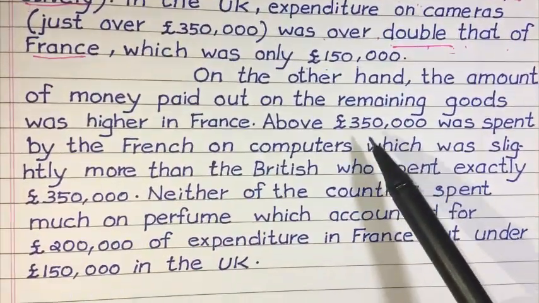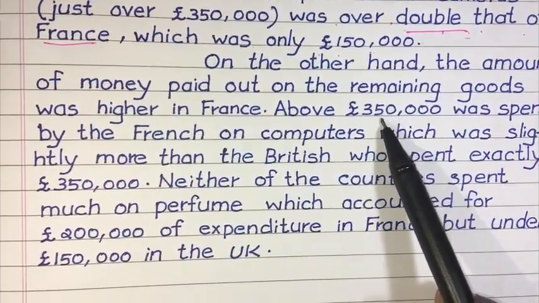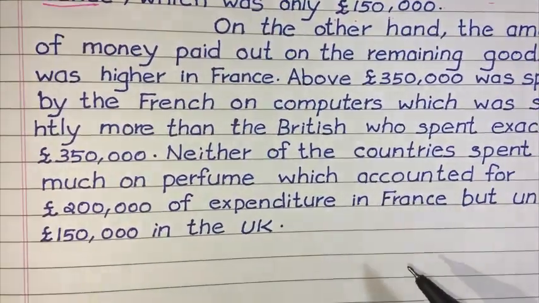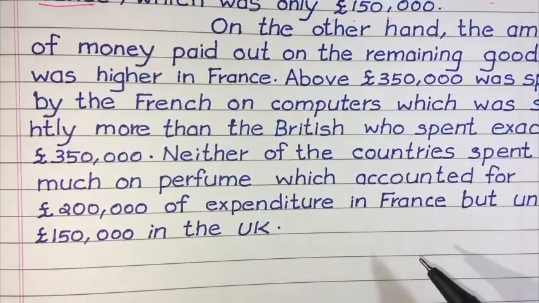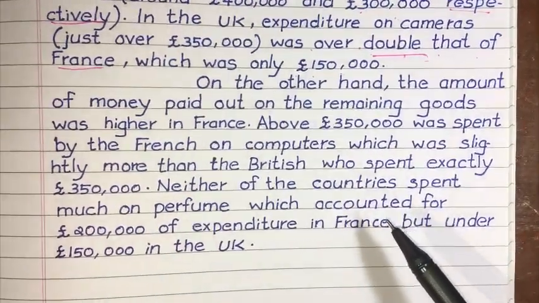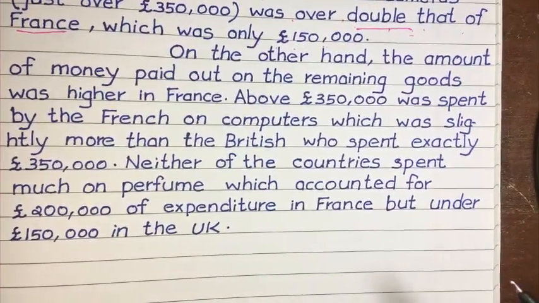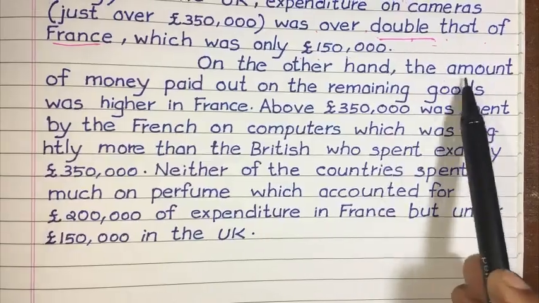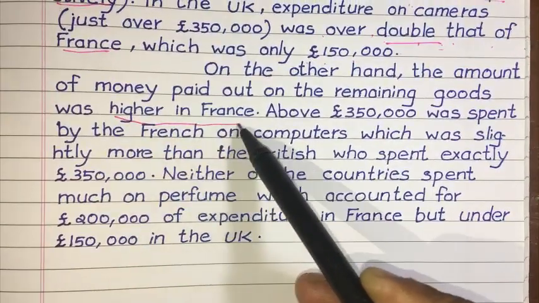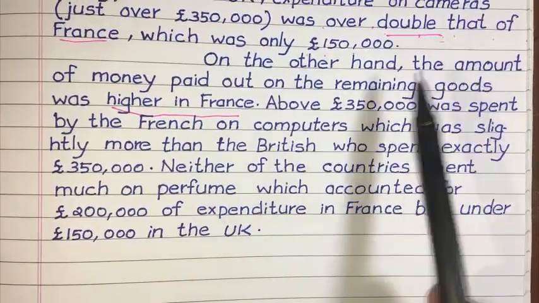So let's move on to the conclusion we can write over here. One thing I would like to mention is that you do not have an exact conclusion you can write in your bar chart or in your task 1, in contrast with your task 2, where you can write a clear-cut conclusion. But here you can't say exactly because they have given just the 2010 expenditure amount, so we can't predict either. So just see, on the other hand, the amount of money paid out on the remaining goods was higher in France. So my conclusion, whatever the remaining goods are, how much they have spent, that was much higher in France as compared to the UK.